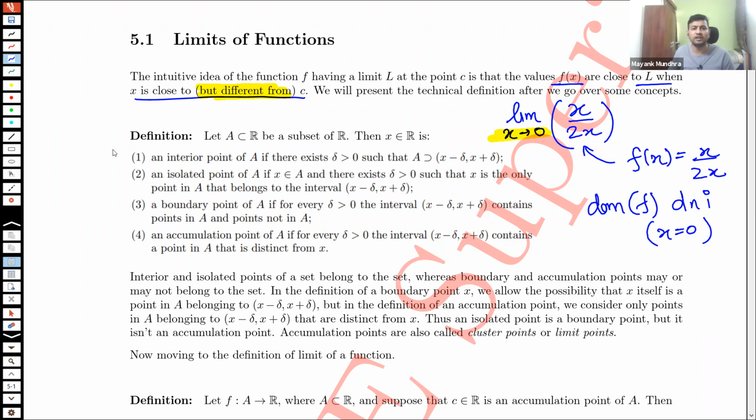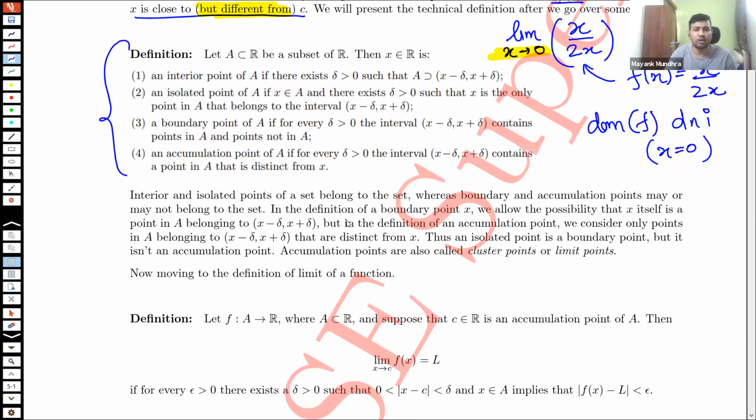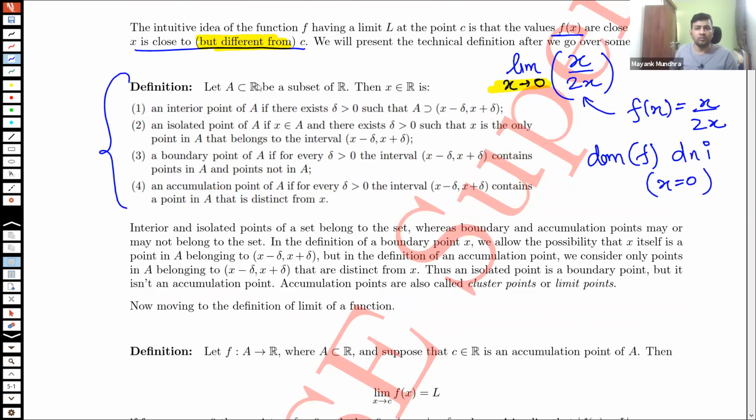Before we reach there, we have to look at a few definitions, which I'm quickly going to define on sets. Suppose A is a subset of real numbers, then we say interior point of set A. These definitions are going to be very intuitive. An interior point is something which lies inside the set.